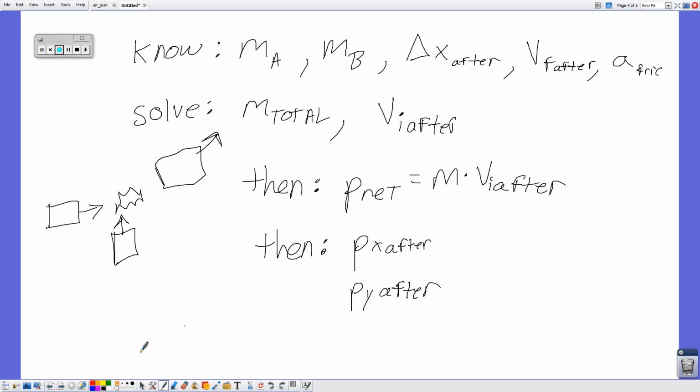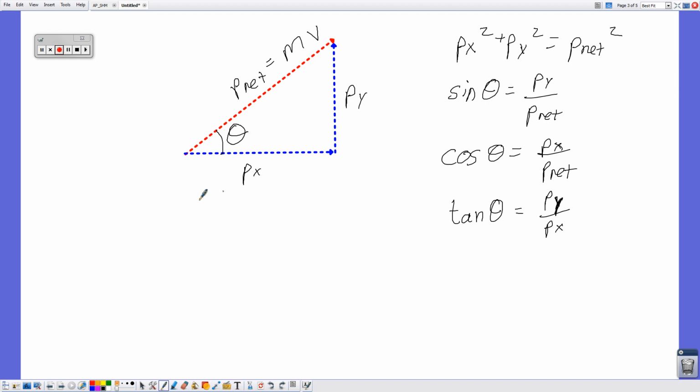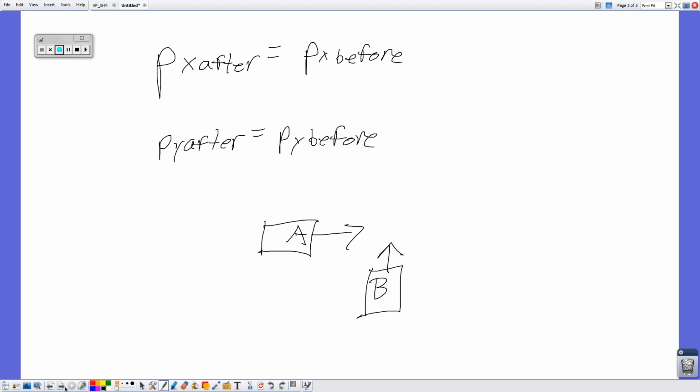Once you have solved for P net, and then broken it into X and Y components, the momentum after the crash in the X direction and the momentum after the crash in the Y direction, that will then let you figure out the before momentums. And then from there, you can solve for other stuff. And that's where I am leaving it. The rest of it, you've got to figure out.